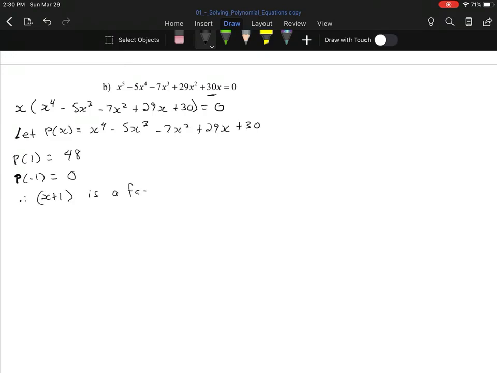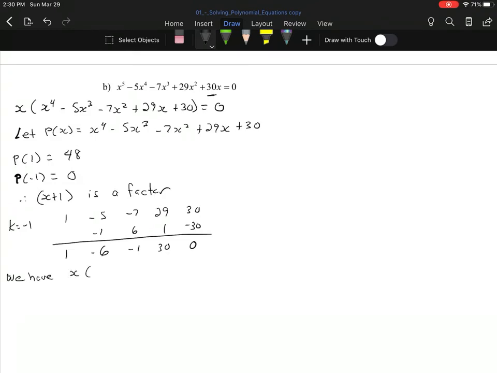Therefore, x plus 1 is a factor. So I've got a k value of negative 1. Write down those coefficients: 1, negative 5, negative 7, 29, 30. Bring down the first one. Multiply by negative 1, I get negative 1. Add them, I get negative 6. Multiply by negative 1, I get 6. Add them, I get negative 1. Negative 1 times negative 1 is 1. Add them, I get 30. Multiply by negative 1, negative 30. Add them, 0. So happy when I see that 0 there.